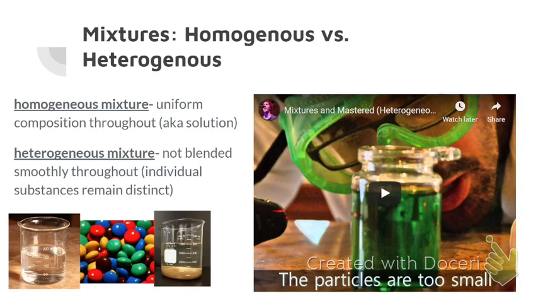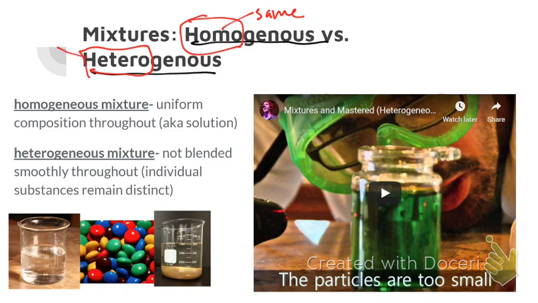Okay, and now if you go to the other side of the flow chart, we have mixtures. There's two types of mixtures. One is called homogeneous, and the other one is heterogeneous. The prefix homo means the same, and hetero means different. If you remember from biology, there was heterozygous and homozygous, when we did genetics. Homogeneous means it's uniform or the same throughout. Another name for homogeneous is solution.